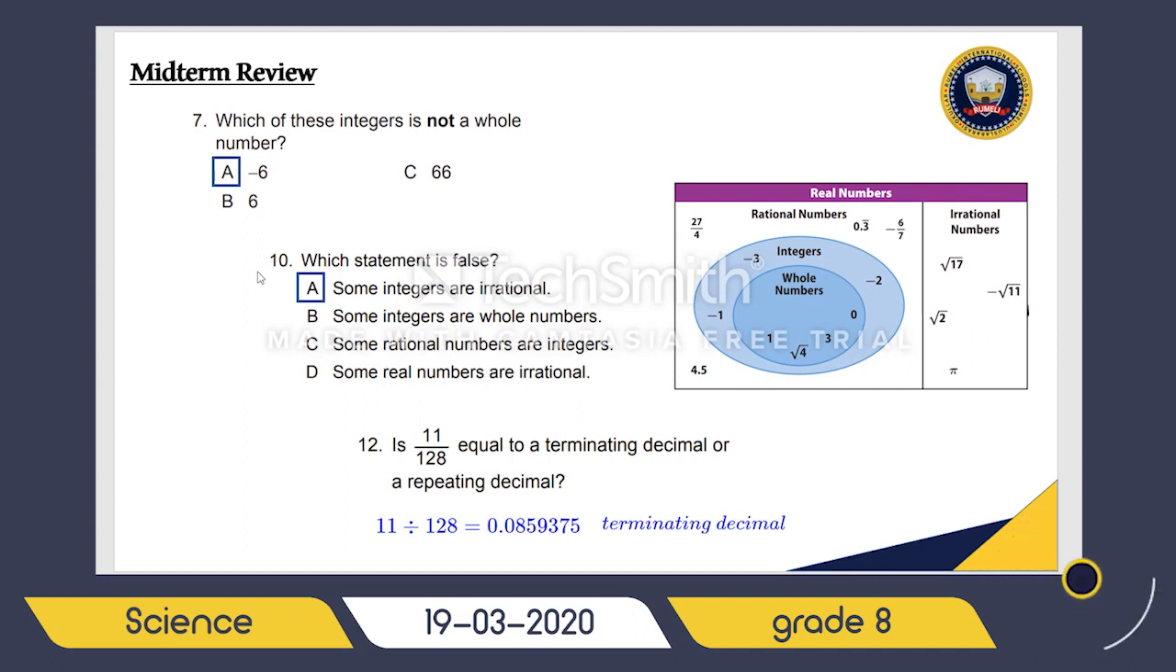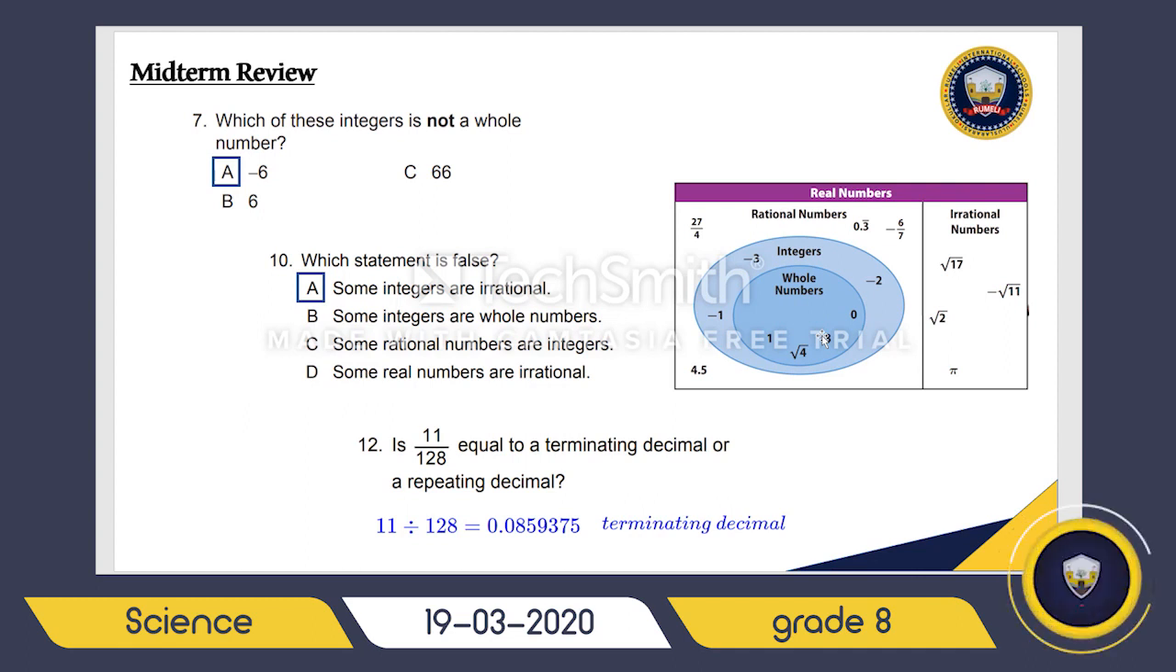Question 10. Which statement is false? Some integers are irrational, some integers are whole numbers, some rational numbers are integers, some real numbers are irrational. All the time, remember this diagram. Okay, let's check the others and go back to A. B. Some integers are whole numbers. So whole numbers are inside the group of integers. For example, 1 is a whole number and it is an integer. So some integers, in fact, are whole numbers. These ones are integers and whole numbers. So B is correct.